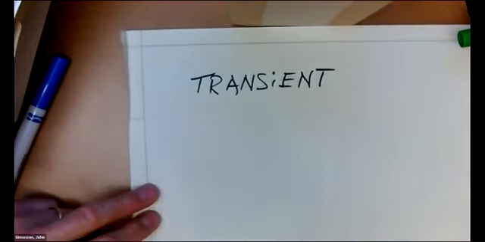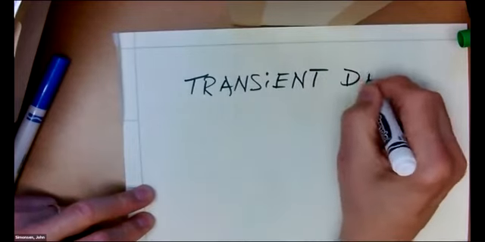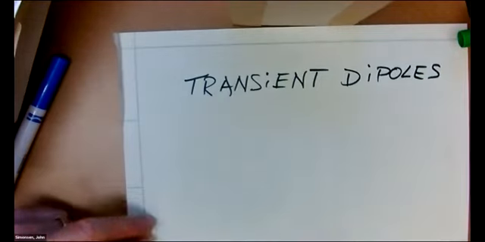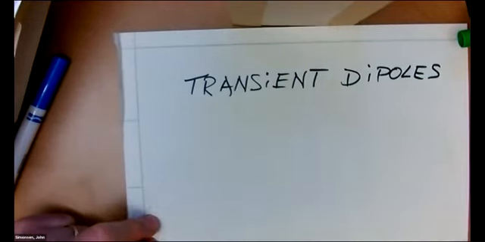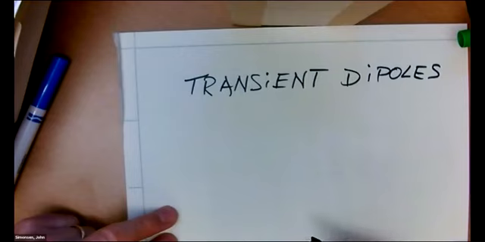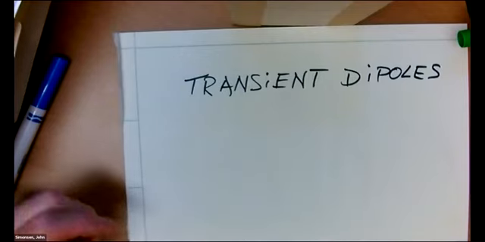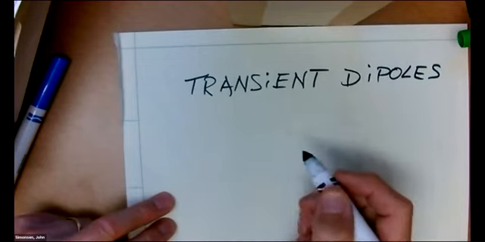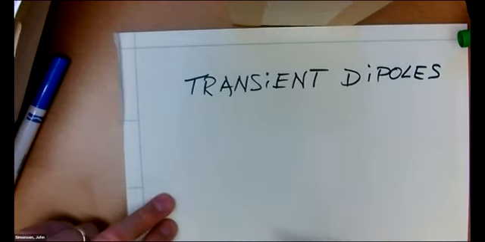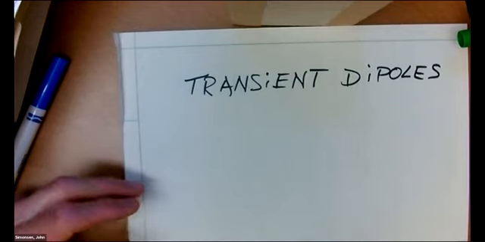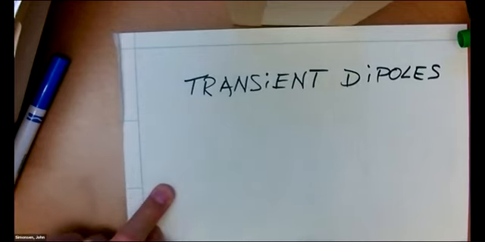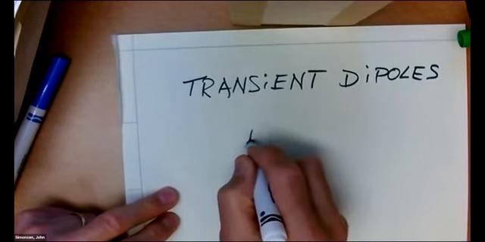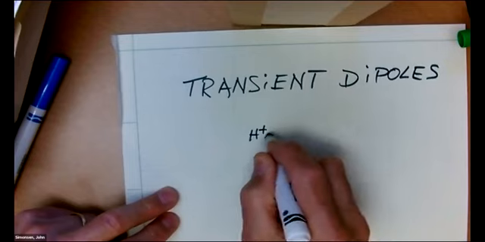So what this results in is called transient dipoles. What a dipole is, when you have a molecule, the classic example is hydrogen chloride, not hydrochloric acid, but hydrogen chloride gas. You have a hydrogen atom, and you have a chlorine atom.